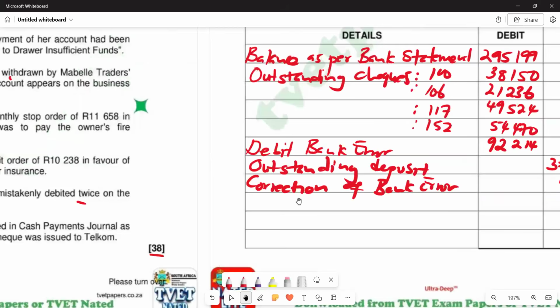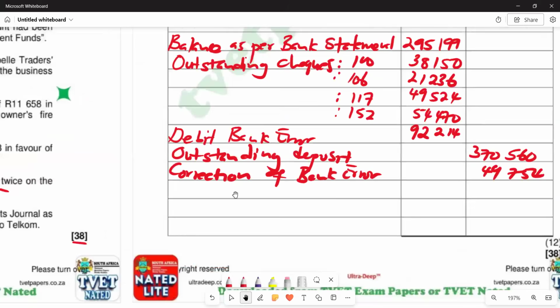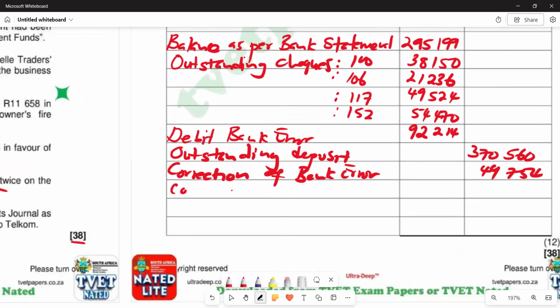So we can here say correction of check number 214. And we go to the credit side, and its amount is 41,602. And then we can just go there and see if we still have anything.